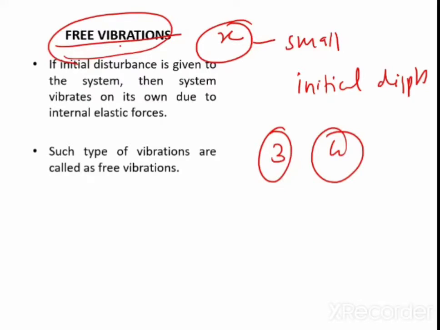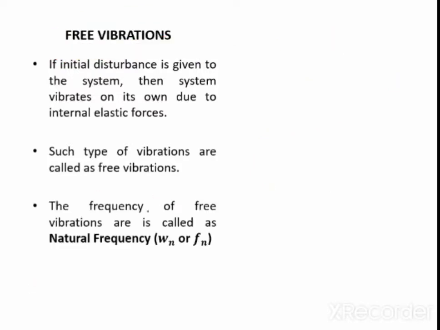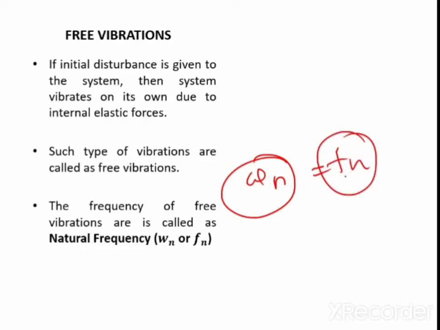Basically, there are two conditions, transient and steady state. But I will explain these two conditions later, okay? And the frequency of a free vibration is called the natural frequency. Now you know what omega is, and I have already explained what natural frequency is. Natural frequency Fn is also equal to omega, omega is equal to Fn. So this Fn or omega n is a desired frequency. The frequency of free vibration is called the natural frequency.